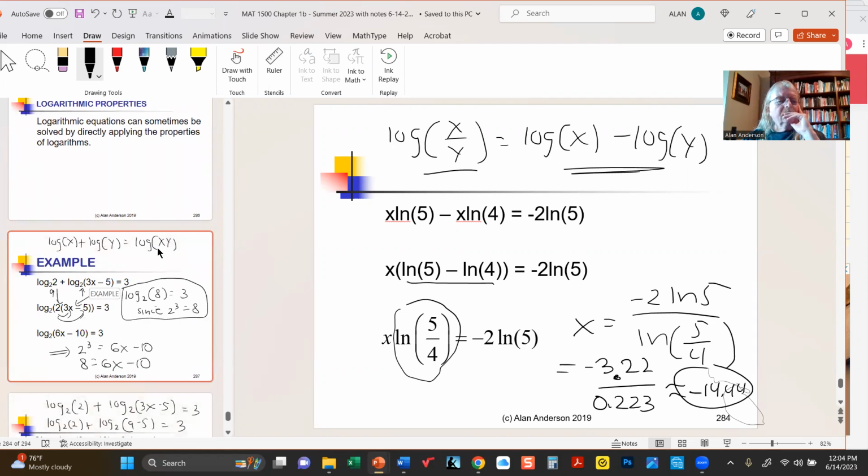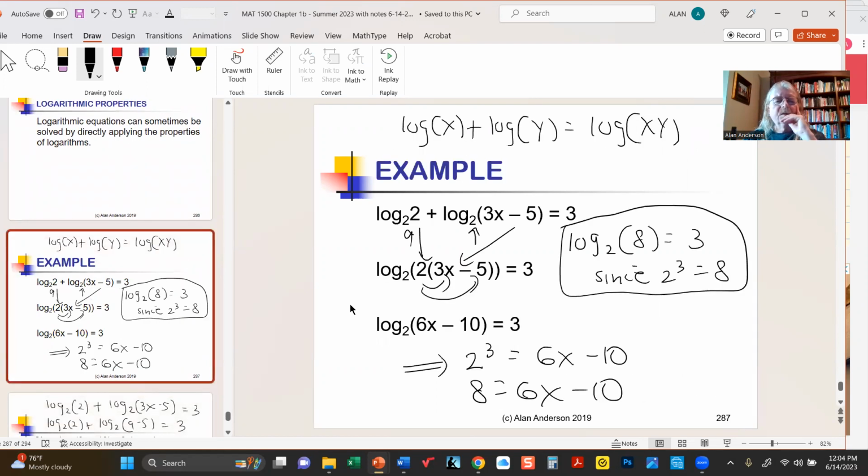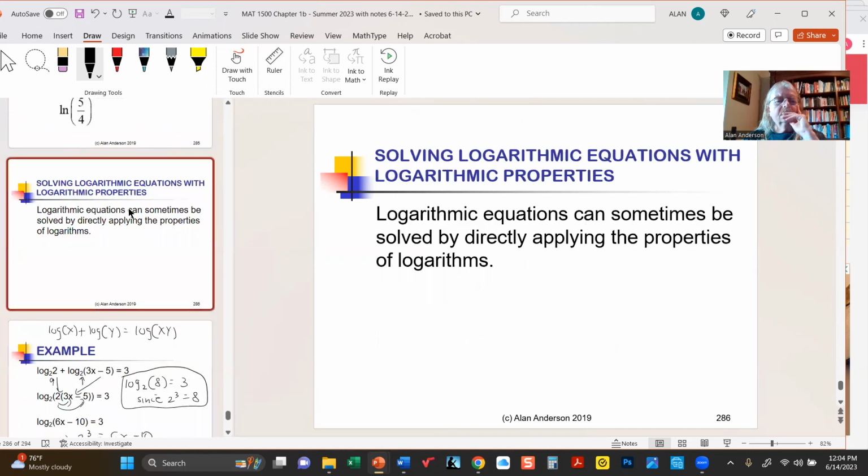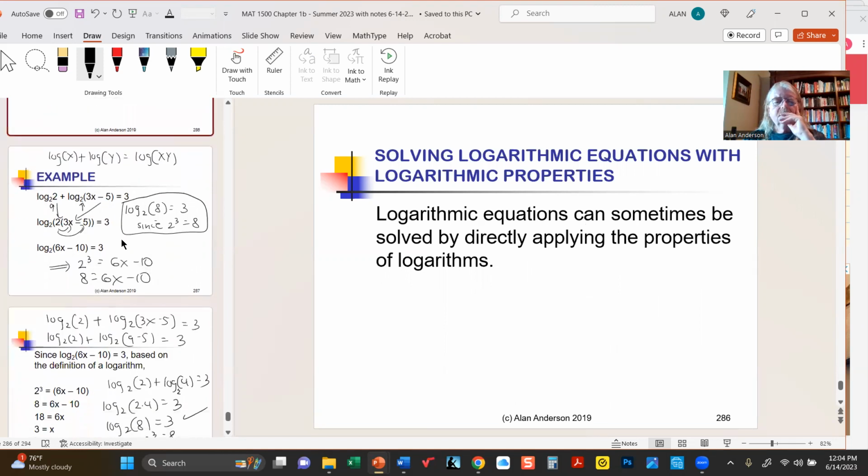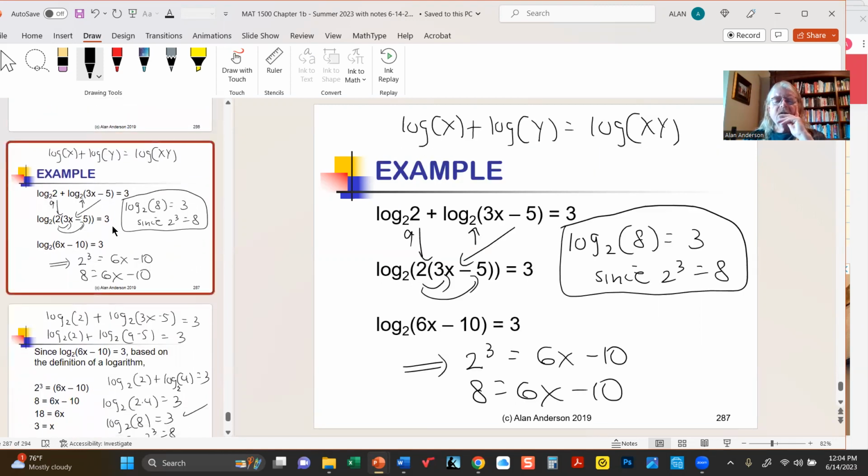So anyway, let's take a look at this example. What we're going to do here is solve logs with logarithmic properties. Questions like, for example, this one: log base 2 of 2 plus log base 2 of 3x minus 5 is 3. I'm going to combine these into a single product. The 3 is on the right-hand side. So I've actually got log base 2 of 6x minus 10 equals 3.